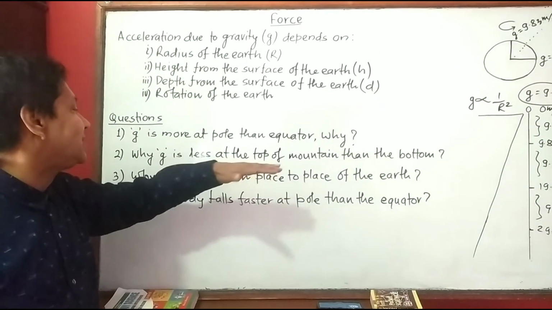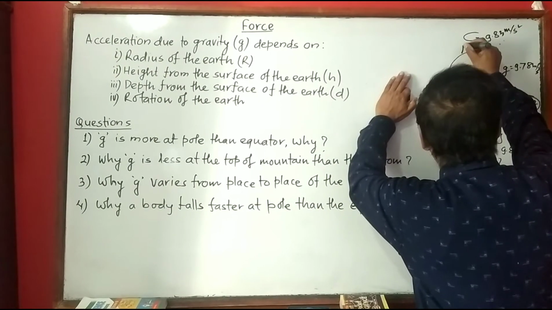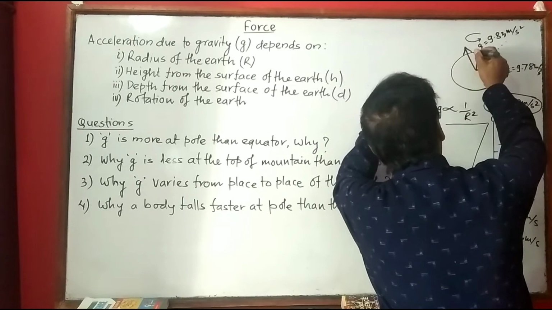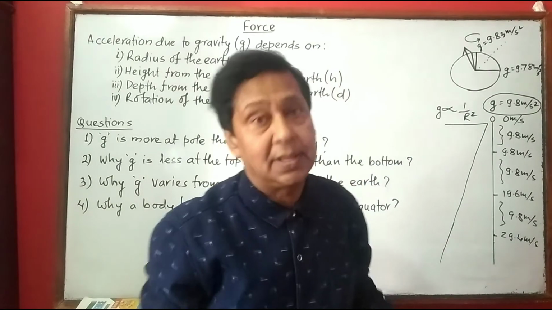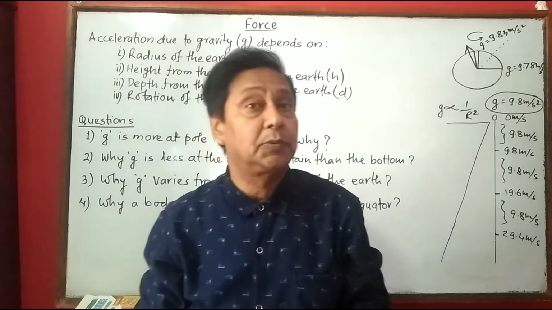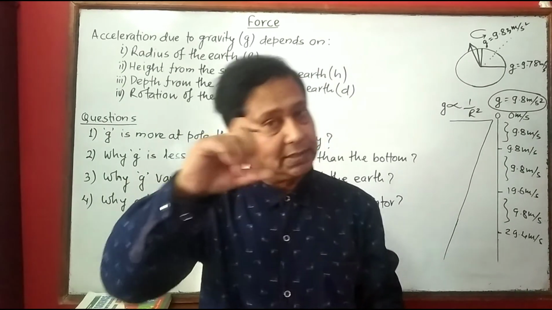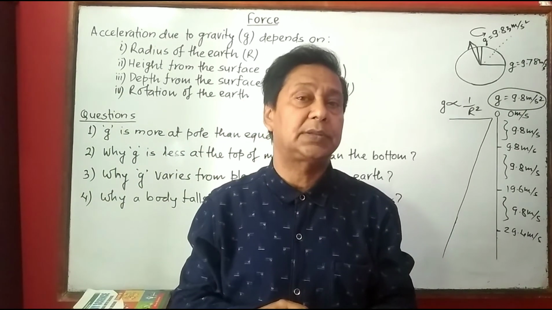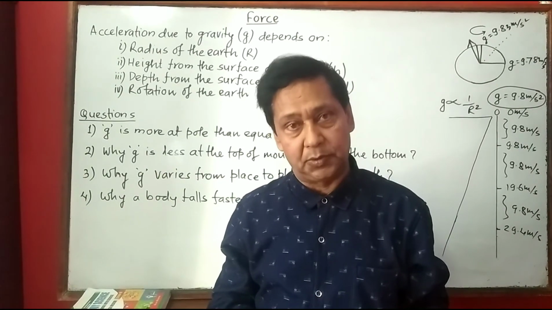Now, let's go to second question. Why is G less at the top of the mountain than the bottom? Now, let's imagine here is a mountain. And radius of the earth up to the top of the mountain is more. But radius of the earth up to the bottom of the mountain is less. This is the key point. We can answer this way. Radius of the earth is more at the top of the mountain than the bottom. And we know that G is inversely proportional to the square of the radius of the earth. Since radius is more at top, G is less at the top and more at the bottom of the mountain.